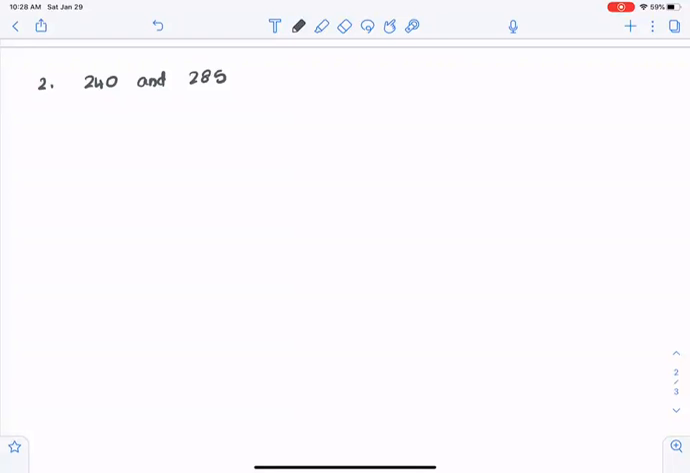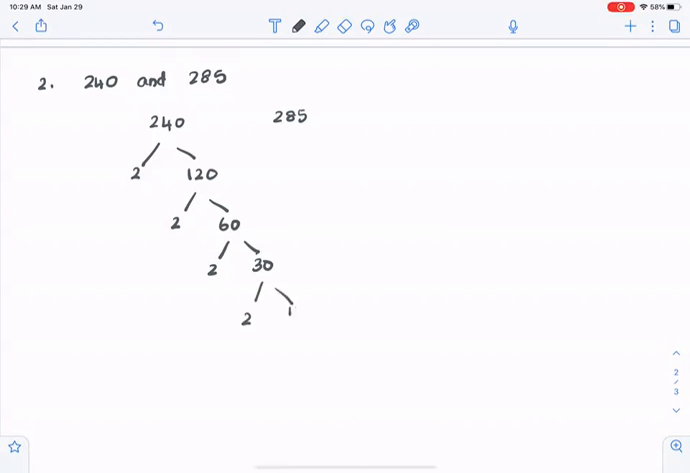So now 240 and 285. See, I'm tempted to jump to 10 and 5 right away, but since we are sticking to a process, 2 and 120, which is 240. 2 times 60, 120. 2 times 30 is 60. 2 times 15 is 30. 2 doesn't divide 15, so 3 times 5.